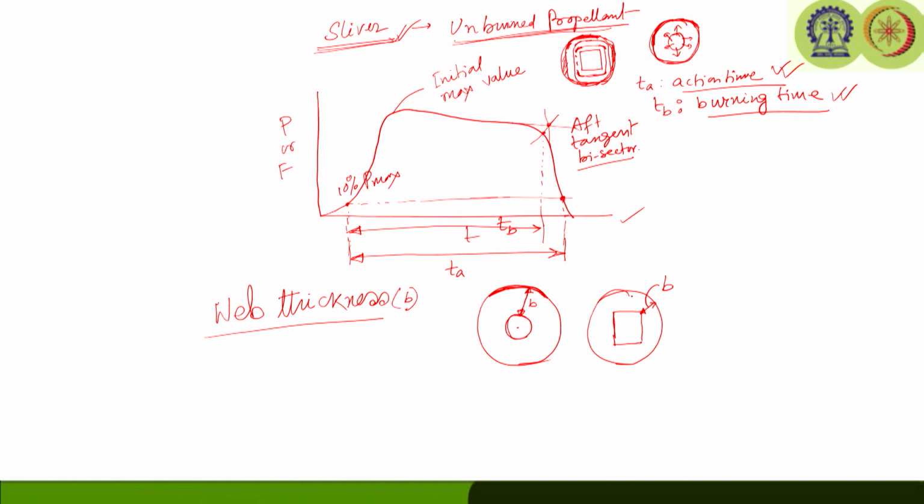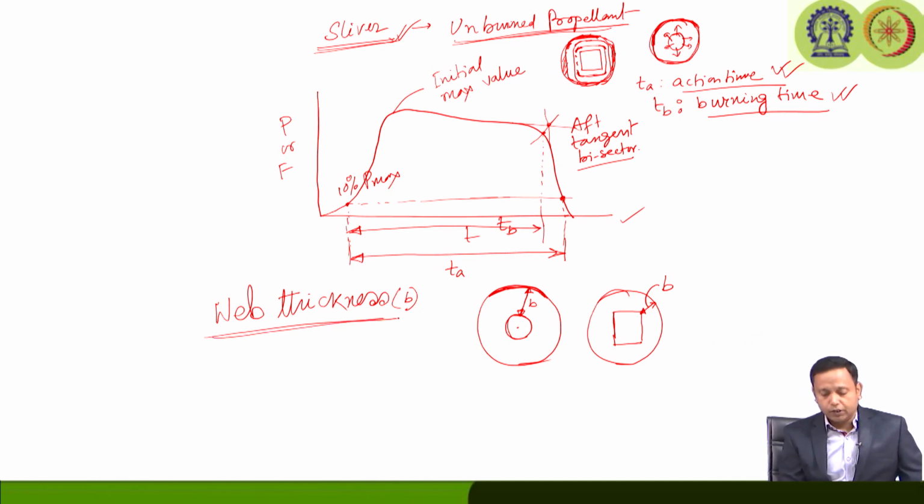So, if there is a combination of two different types of configurations, it can be the intersection of the other grain. That is defined as the web thickness. So, this is also very important in terms of burning of the solid propellant.